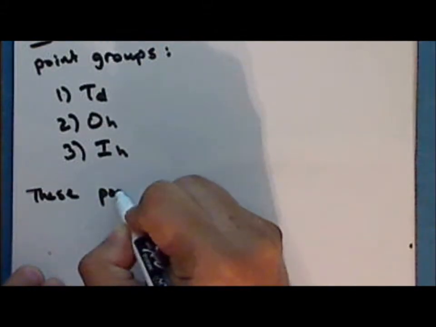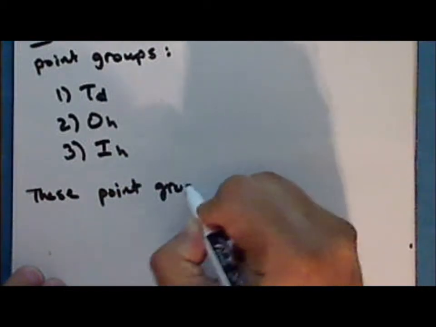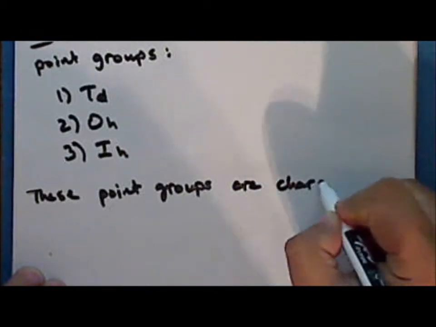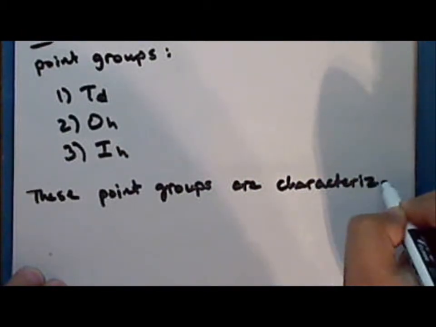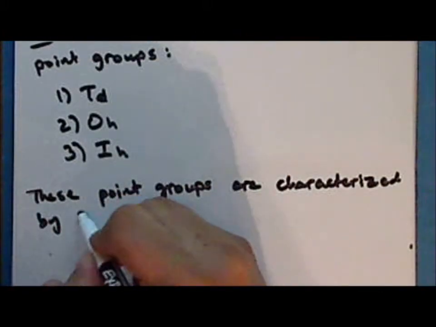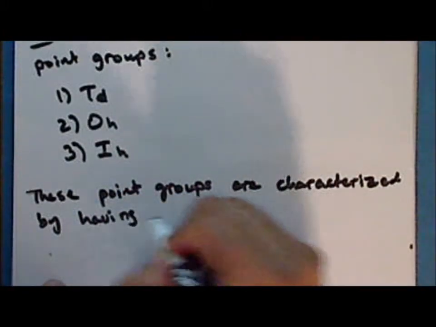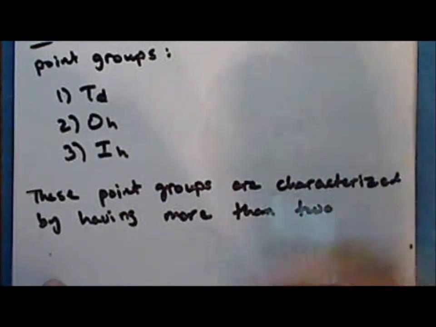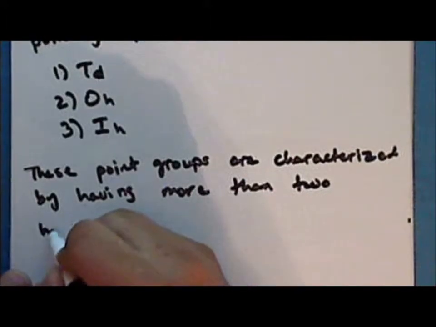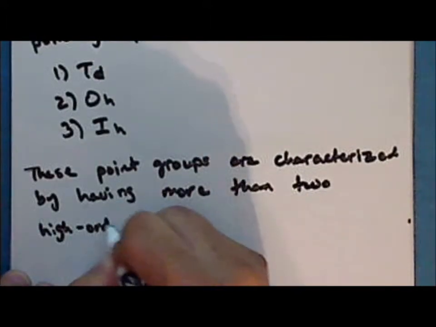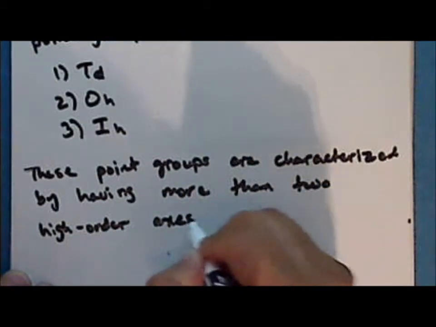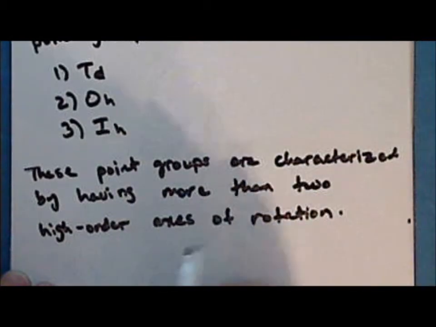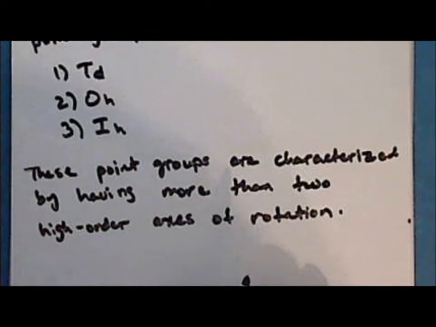And these point groups are characterized by having more than 2 high order axes of rotation, and high order means a C3 or higher.